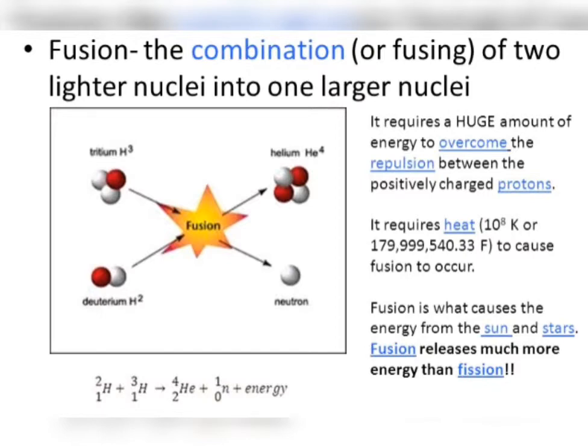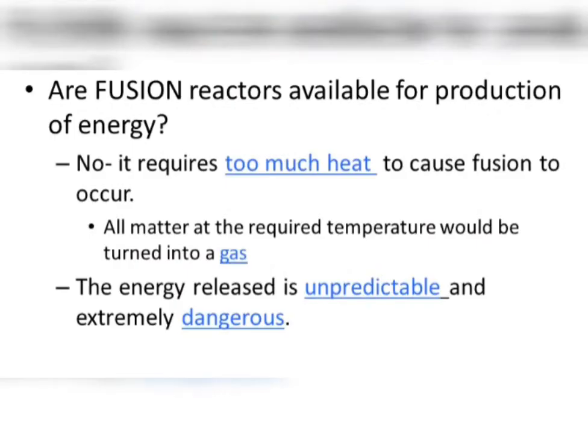Fusion releases much more energy than fission. The figure shows how the process of fusion occurs. Are fusion reactors available for production of energy? The answer is no. Too much heat is required to cause fusion to occur. All matter at the required temperature would be turned into a gas. The energy release is unpredictable and extremely dangerous.